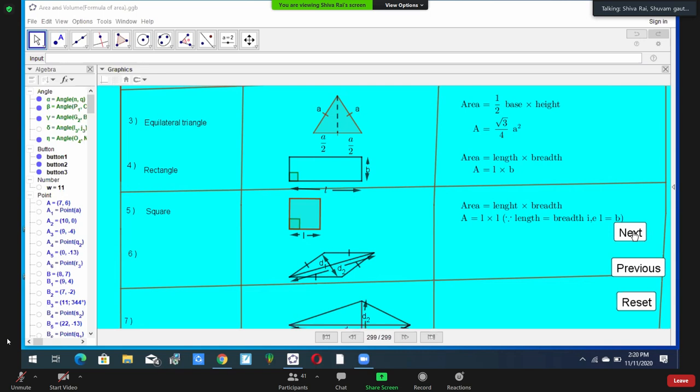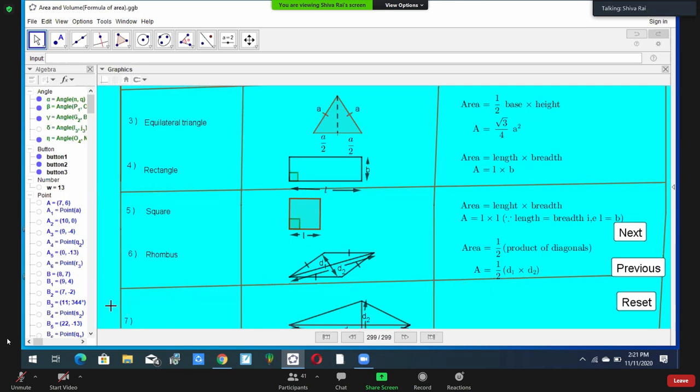To find its area, what formula do we use? Let's see here, rhombus, and its formula: area equal to half the product of diagonals. One is D1, another one is D2. If the diagonals are given, we can find out the area. So area of rhombus equal to half D1 into D2.